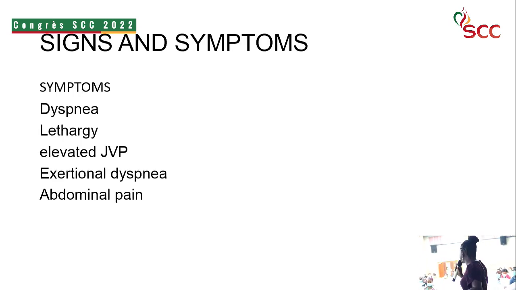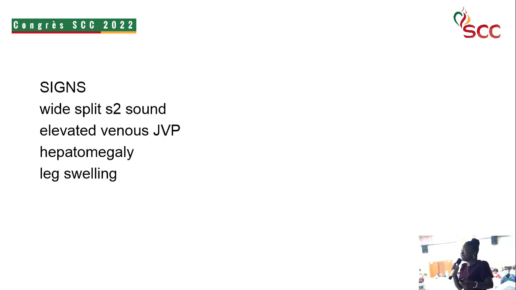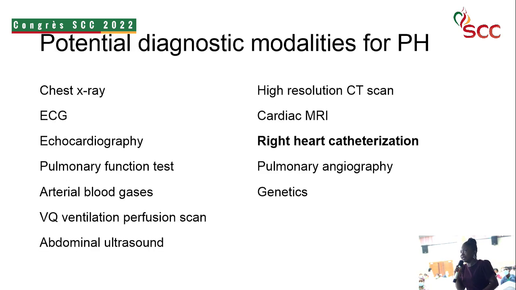What are the signs and symptoms? They are very vague. Patients could have dyspnea, shortness of breath, lethargy, elevated jugular venous pressure, abdominal pain. The signs could be, as we said earlier, hepatomegaly and leg swelling.